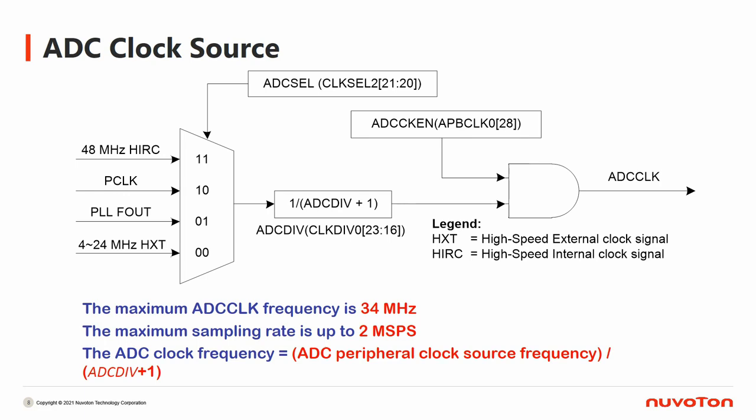Here is the clock source of ADC. The clock source of ADC could be either 48 MHz HIRC, PCLK, PLL fault, or 4 to 24 MHz HXT. You can choose the clock source by setting ADC SEL register. After choosing the clock source, there is a frequency divider, ADC DIV, for you to set whether to lower down the frequency or not. Besides, you have to enable ADC clock by setting ADC CKEN register. ADC clock will start to work after it is set and enabled.